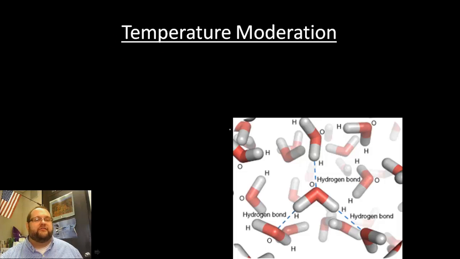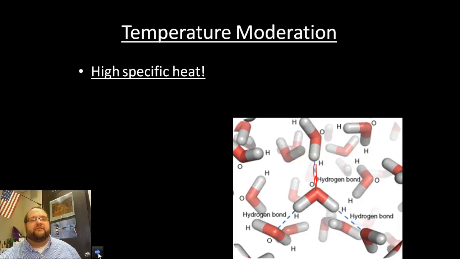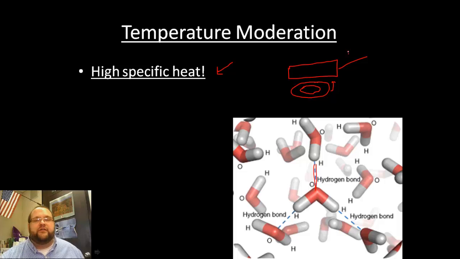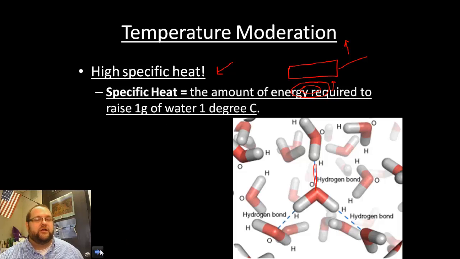The other thing that water does that's really good, and this is because of these hydrogen bonds, is that these hydrogen bonds make it harder for the water molecules to break apart from each other. Because of that, water has a high specific heat, which means that if I'm going to heat something, here's my pan on the stove, I have to put a certain amount of energy in to raise the temperature. Something with a high specific heat means I have to put a lot of heat in before the temperature goes up even 1 degree. So it takes a long time for water to heat up and cool down.